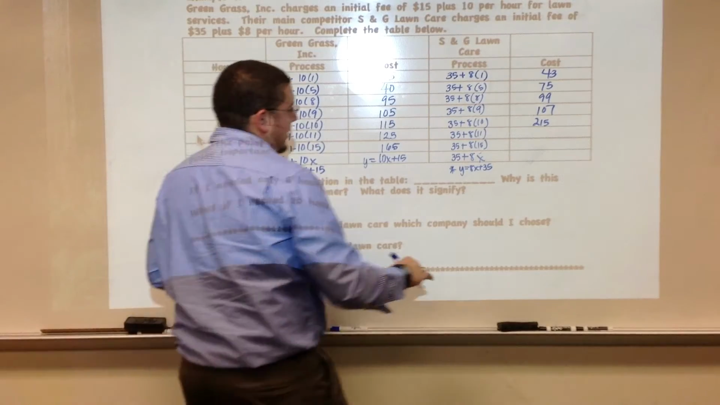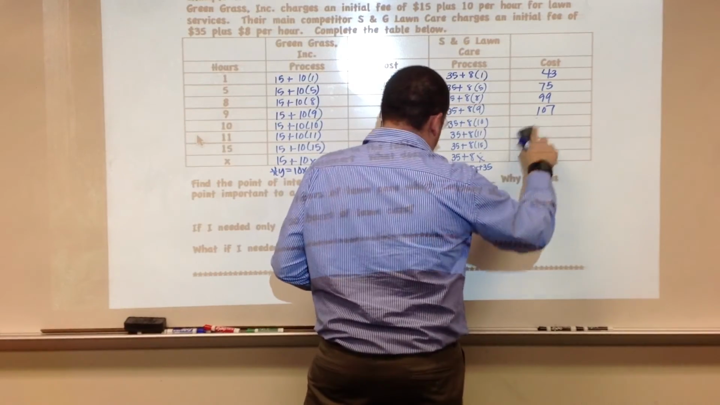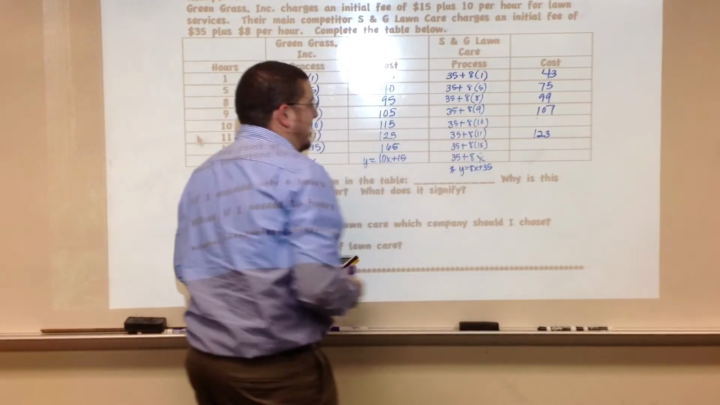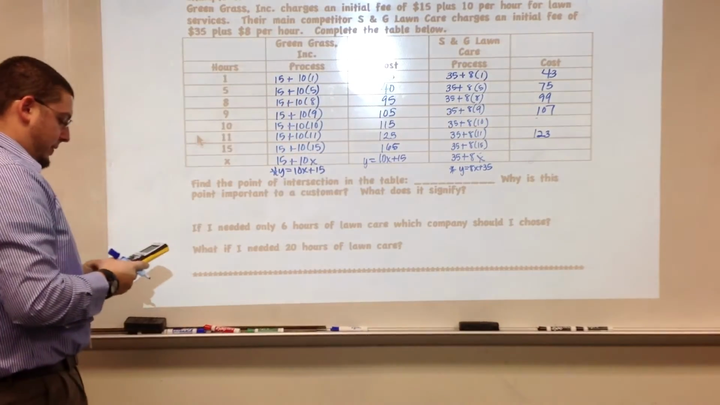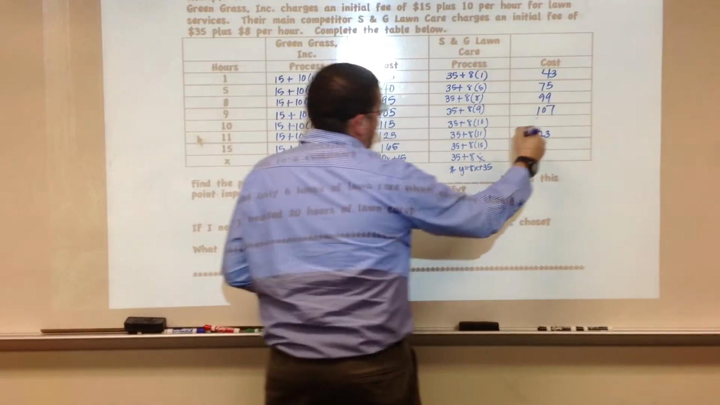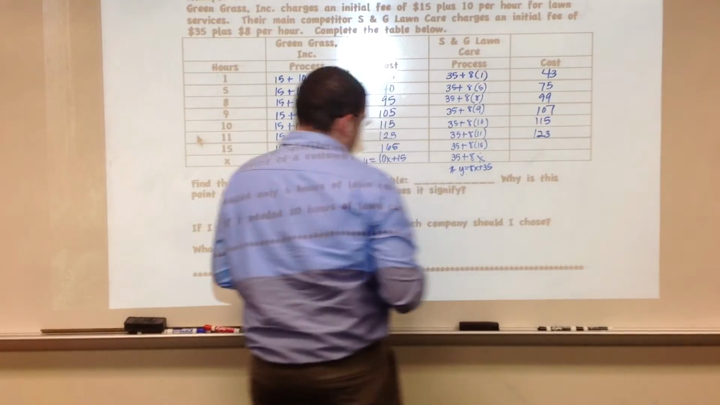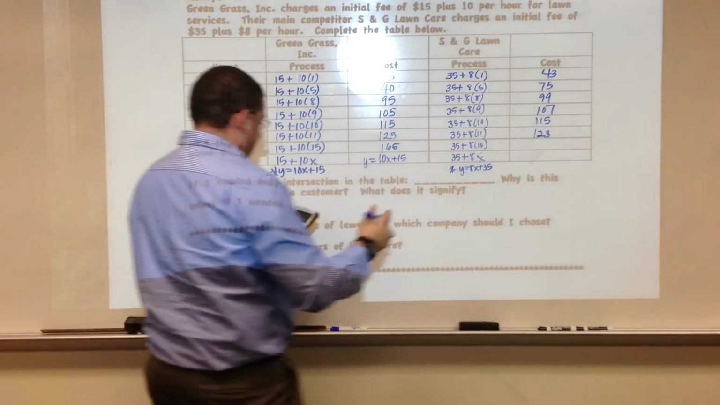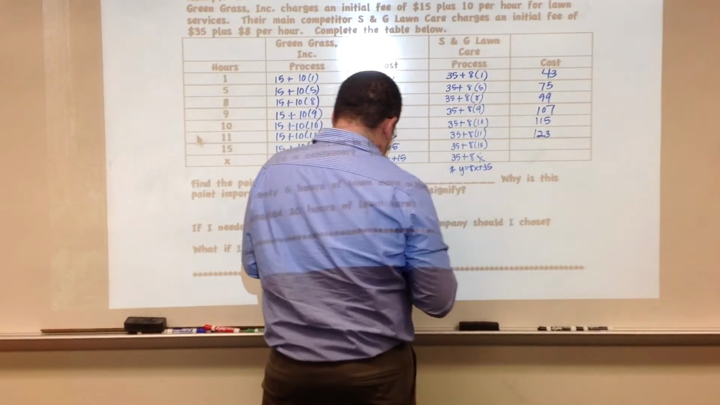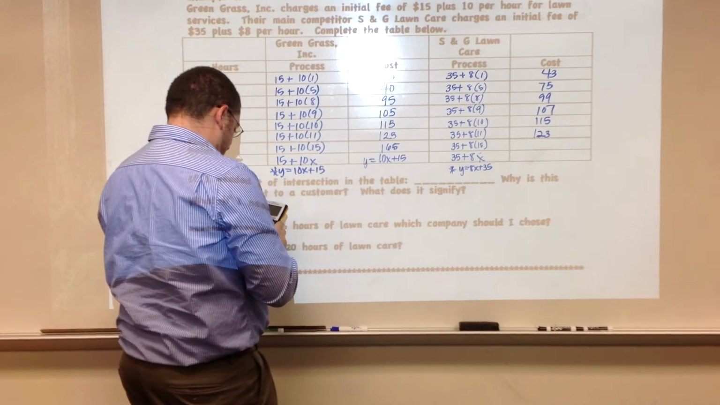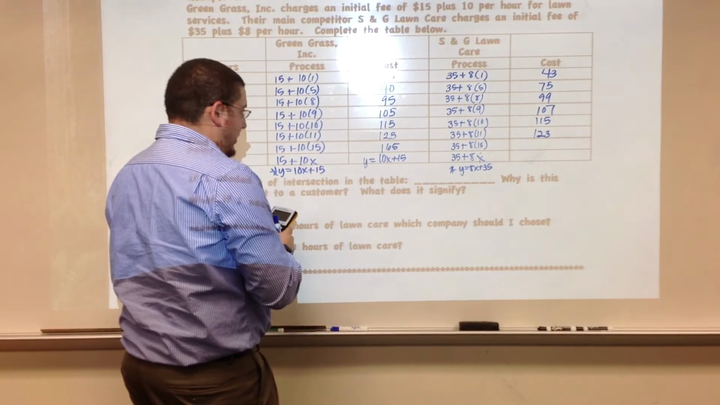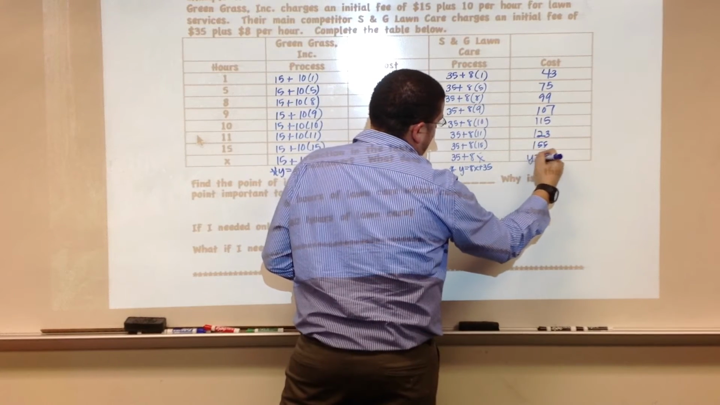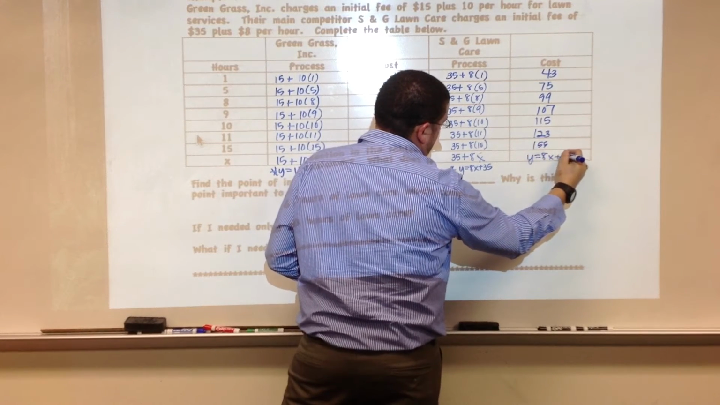Oh, I messed up on here, sorry. 88 plus 35, which is 123. 8 times 10 is 80 plus 35. I put 135, it's 115. 8 times 15 is not 23. It's 120 plus 35 is 155. And of course we have y equals 8x plus 35.